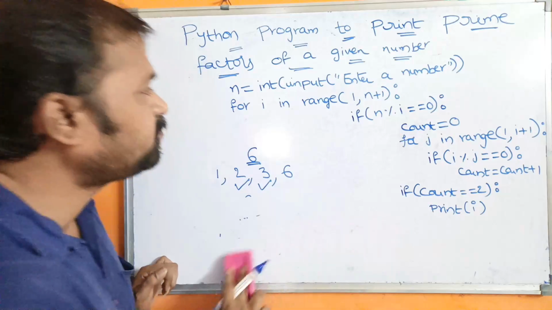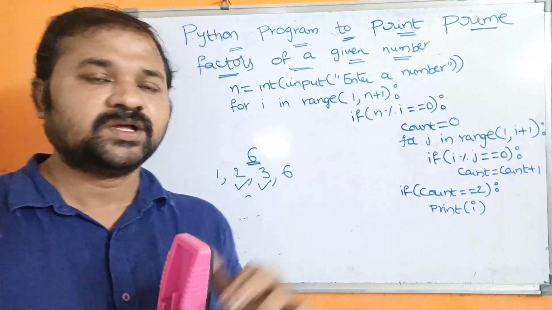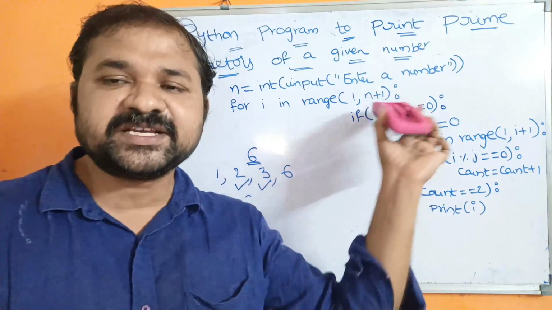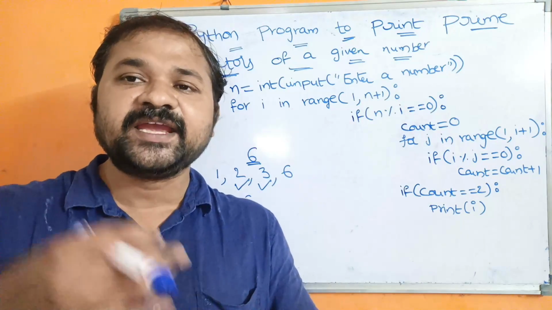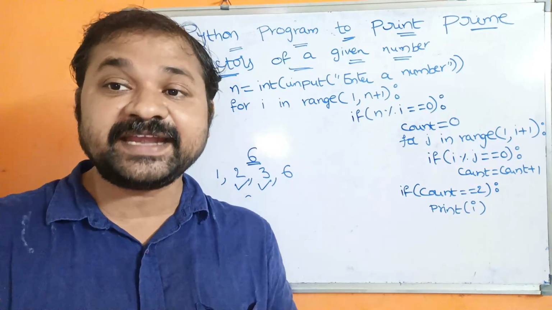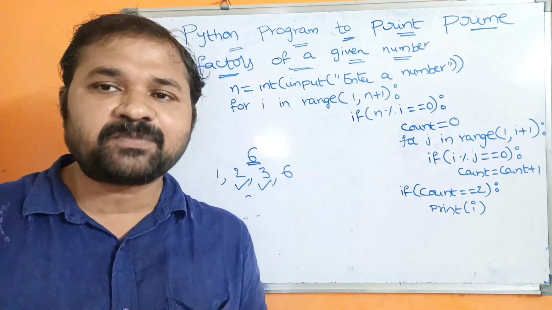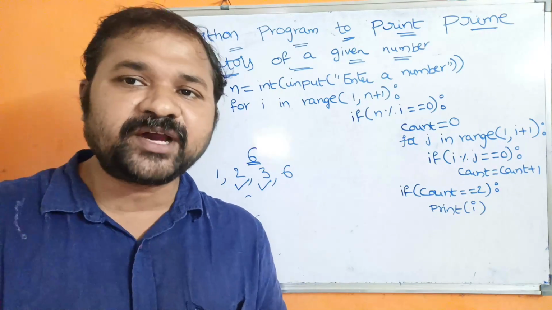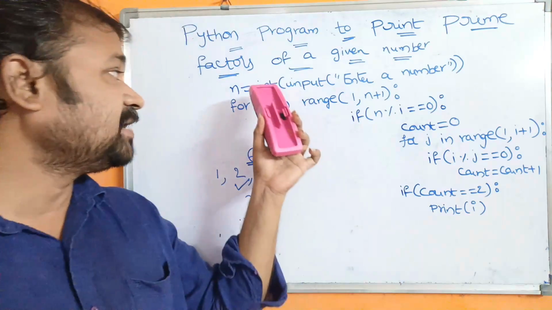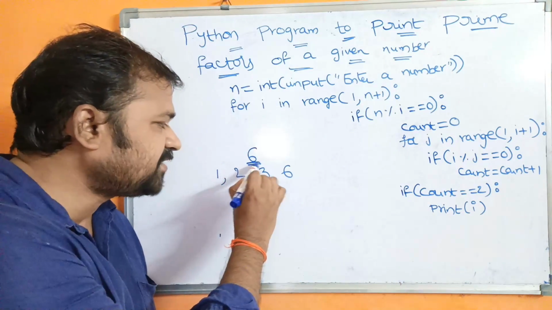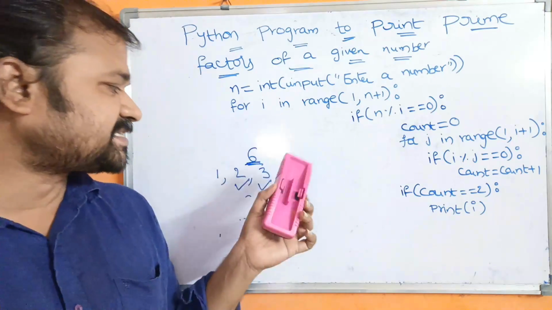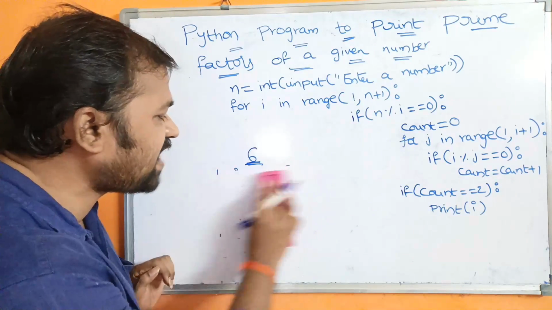First we have to read a number from the keyboard. n is equal to int of input of enter a number. The major problem with the input function is that it returns data as a string. But here we have to perform operations on numbers, on integers, so we have to convert that string into an integer with the help of the int function. Let us assume that we entered 6. So now the n value is 6. Next, we have to determine the factors for 6.